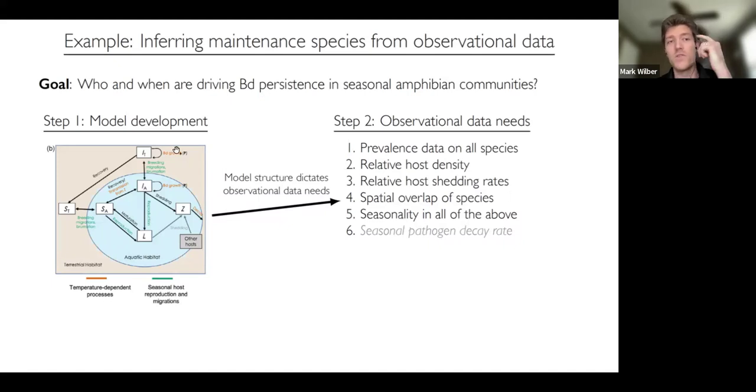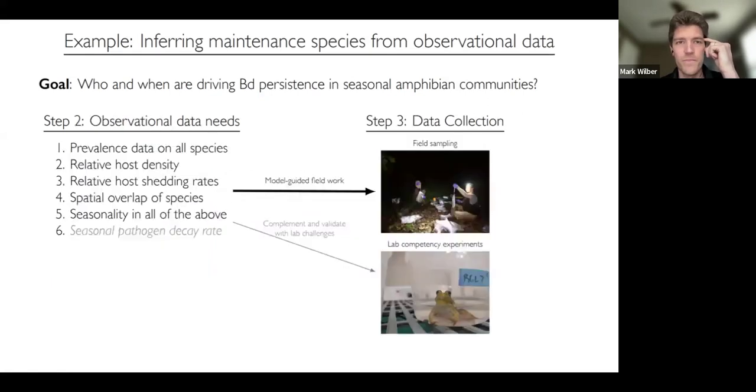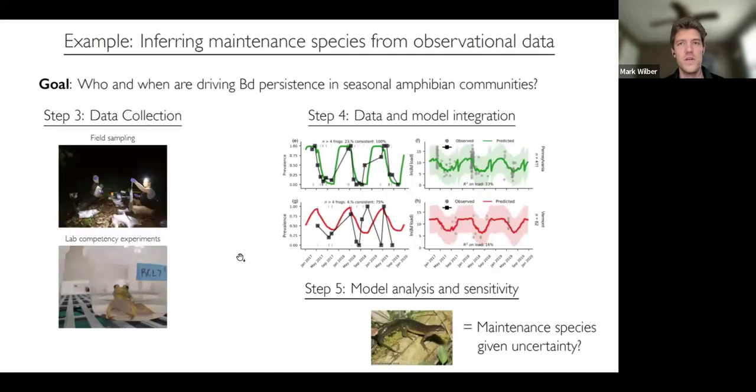But importantly, this model is also identifying data streams that we cannot observe in the field. For example, to robustly infer maintenance species in this particular system, we need something about seasonal pathogen decay rates as well. So once we have these observational data needs, then comes the model-guided field work where we're out in the field to collect these different data streams, but also supplementing this with laboratory experiments, right, to get at some of these data streams that we just cannot observe in the field. Step 4, which I won't really go into, data and model integration.